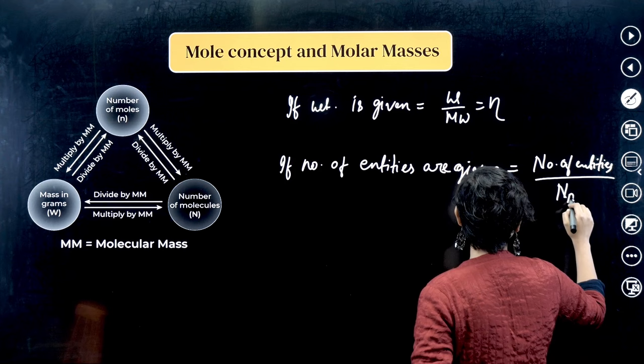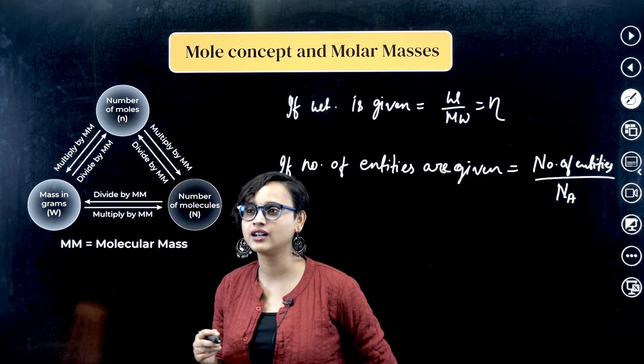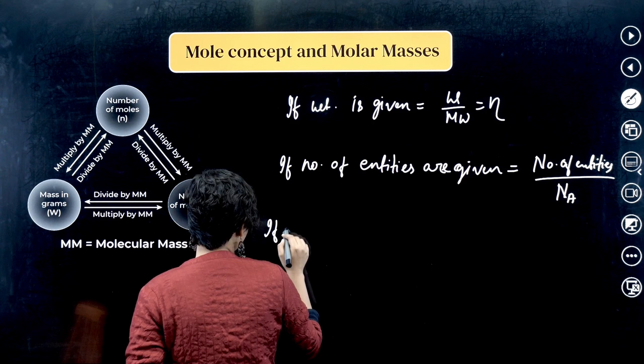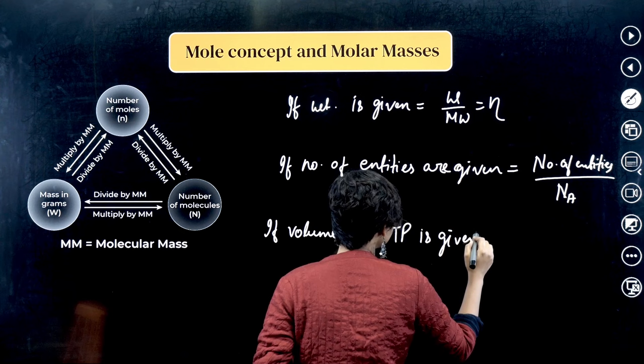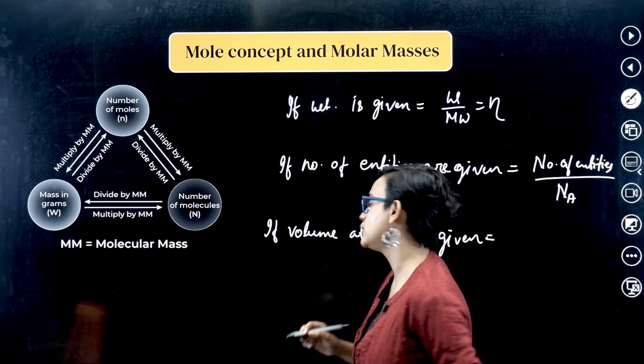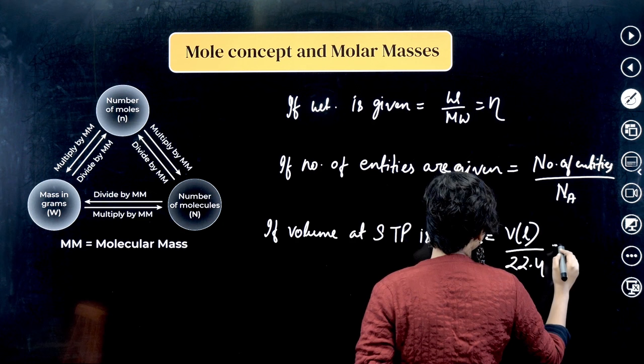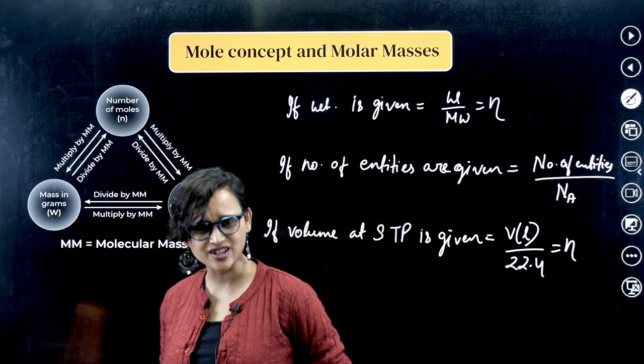Now, next one is if volume at STP is given. STP is standard temperature and pressure. Okay, this you have to remember. Then what will you do? You will take the volume in liters and then divide it by 22.4. This will be equal to your number of moles. All right, you don't have to take a screenshot, because like I said, I will be providing you the notes, so you can check it out later. Chalo.